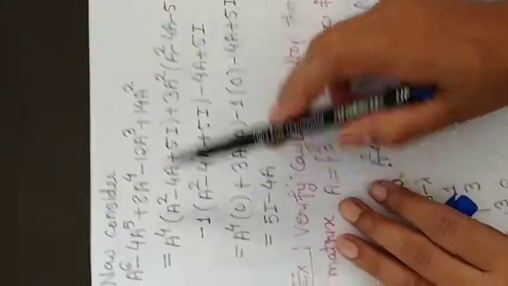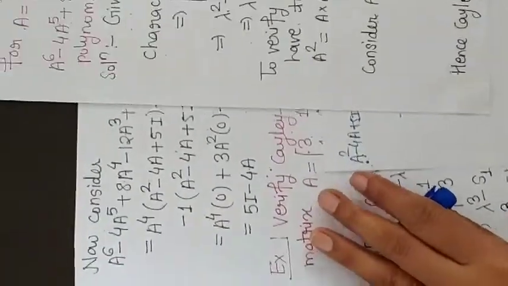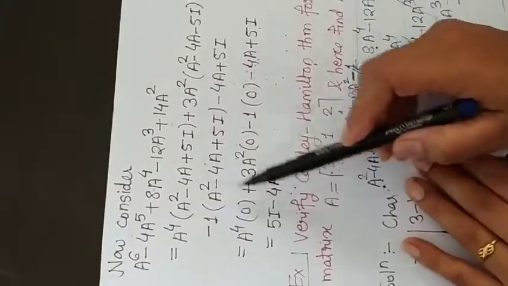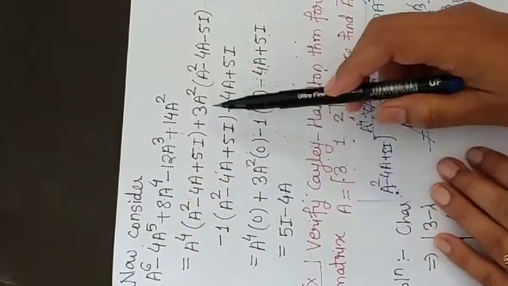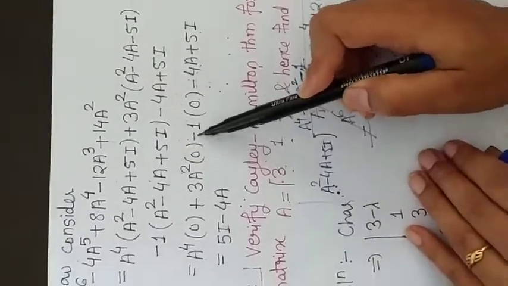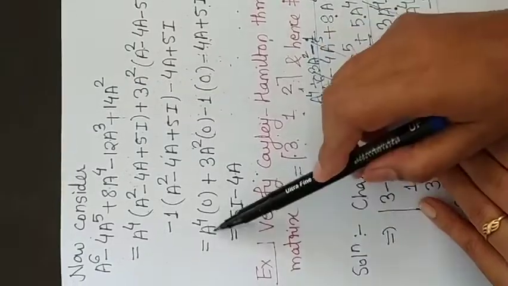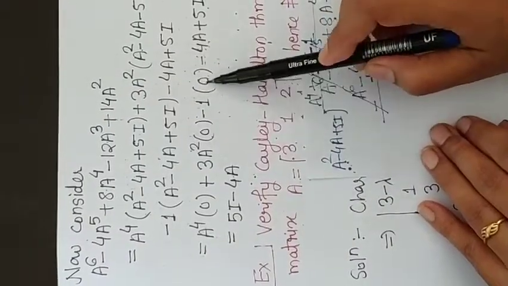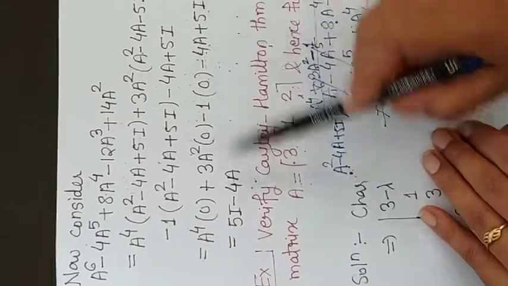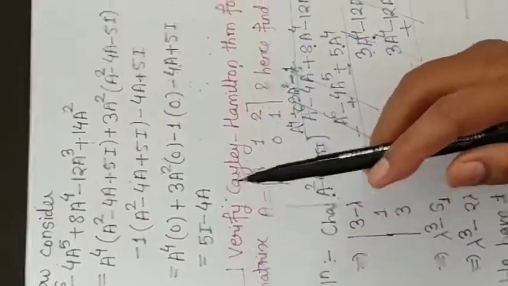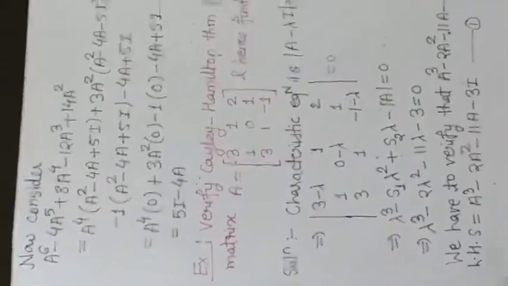Now according to statement number 1, the Cayley-Hamilton theorem, we have A square minus 4A plus 5I is equal to 0. So this is 0. So A to the power 4 into 0 plus 3A square into 0 minus 1 times 0 minus 4A plus 5I. Simplify, all these become 0. Anything multiplied by 0 is 0. So it is minus 4A plus 5I which is the value of the expression, and which is a linear polynomial in A. Okay, let us move on to the next example.